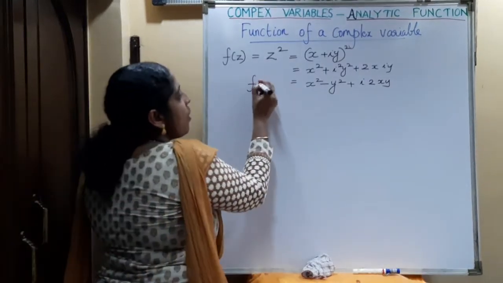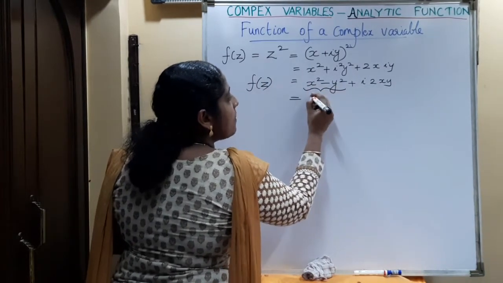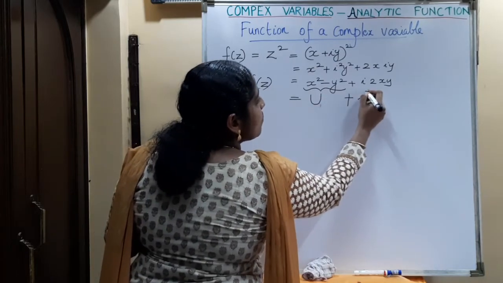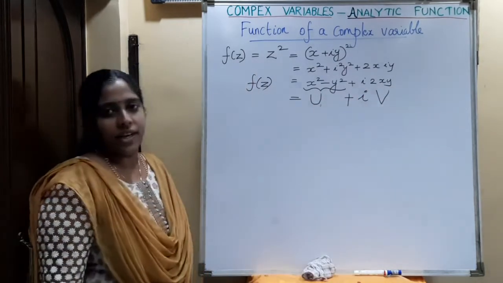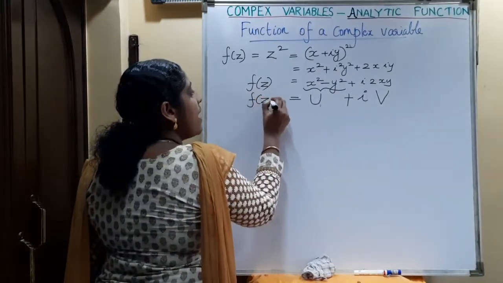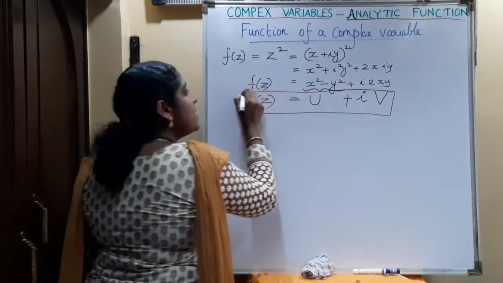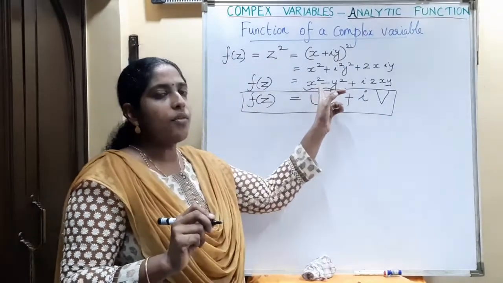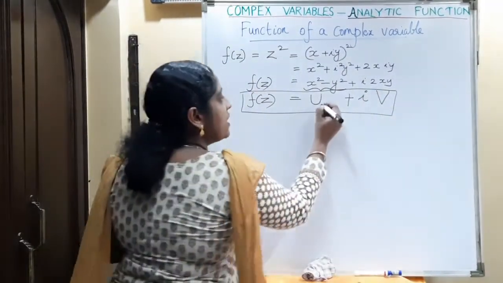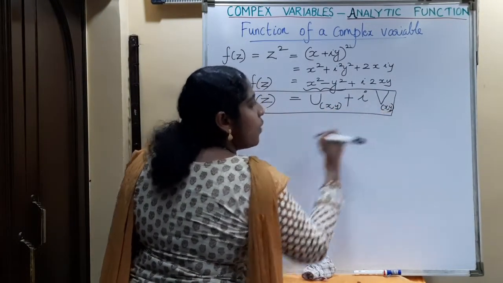So this function of a complex variable has two parts. This is a real part, which we express as u, and this is the imaginary part, which we express by the term v. So the function of the complex variable f of z is equal to u plus iv. Here the real part is a function of x and y, and the imaginary part is also a function of x and y. So we can write u of x and y and v of x and y.